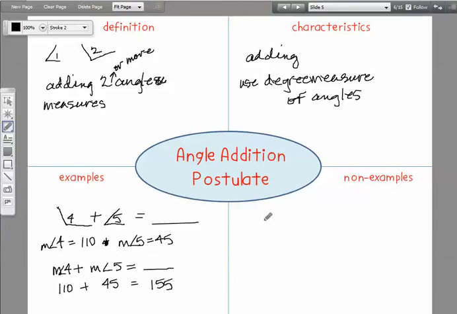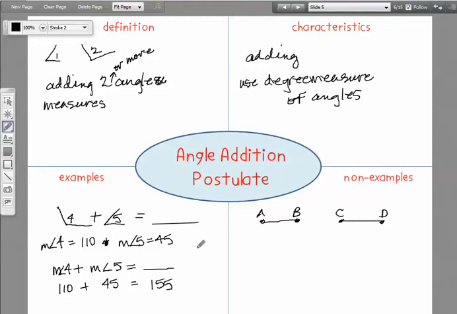Non-examples are really, even before this lesson I was thinking, what is a non-example? But this would be like segment AB, and then over here you've got segment CD. So when I'm talking about angle addition postulate, I'm talking specifically about angles. I'm not talking about any other shape.